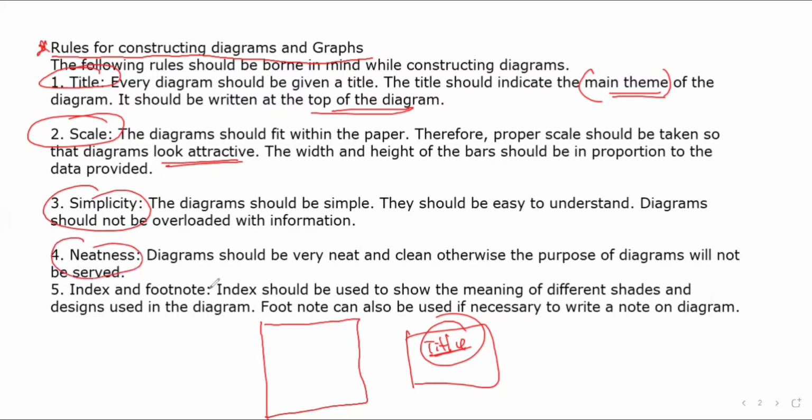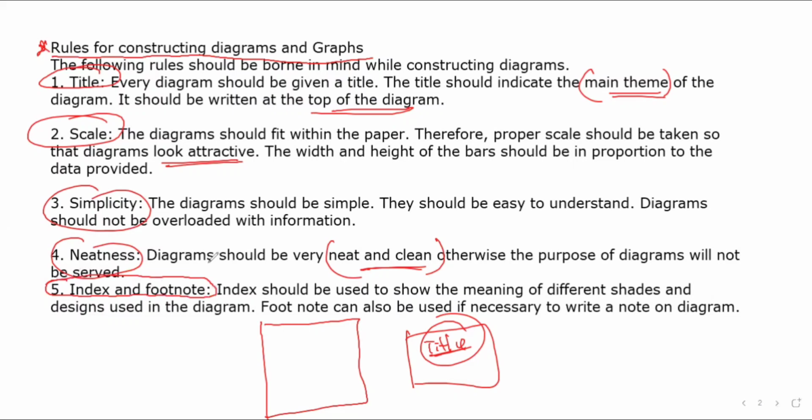Then the fourth rule, neatness. The diagram should be very neat and clean. Whenever you are learning biostatistics or medical statistics, obviously the students are either undergraduate or postgraduate, so I hope that whatever data you present, it should be very simple as well as neat. Then the fifth rule, that is index and footnote.